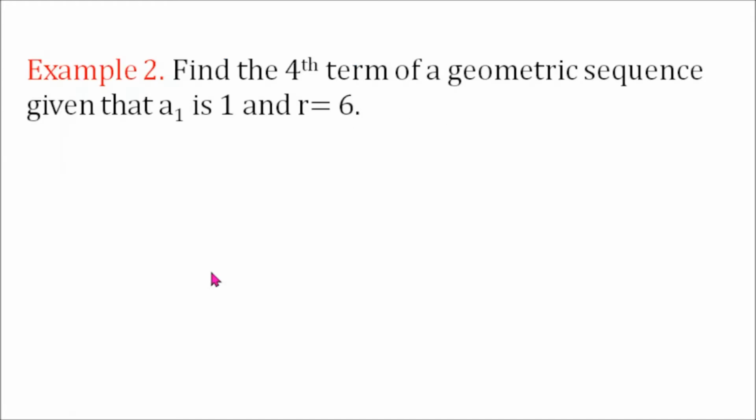Let's do another example. Find the fourth term of a geometric sequence given that a sub 1 is 1 and r equals 6. So here again, we start with a sub 1, which is 1. Then, to find the next term, we multiply it by the common ratio, which is 6. So 1 times 6 is 6. Then to find the next term, multiply by 6 again. So that is 6 times 6 equals 36. And to find the next term, we multiply by 6 again. So that's 36 times 6 equals 216. So this is our fourth term.